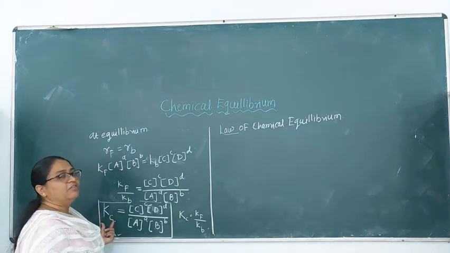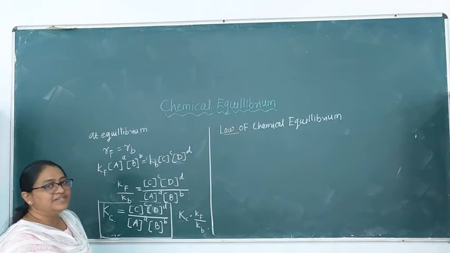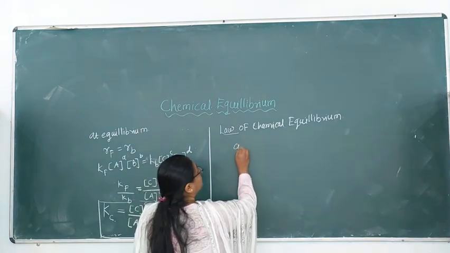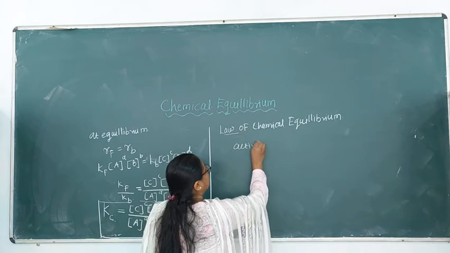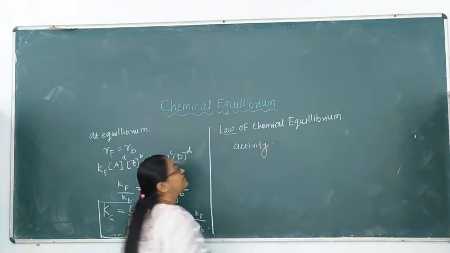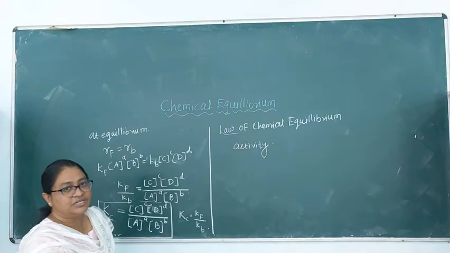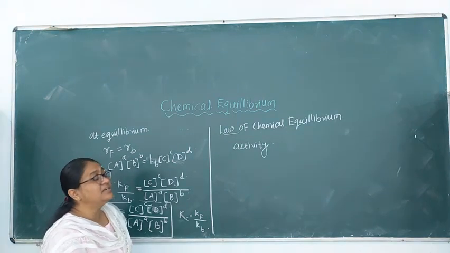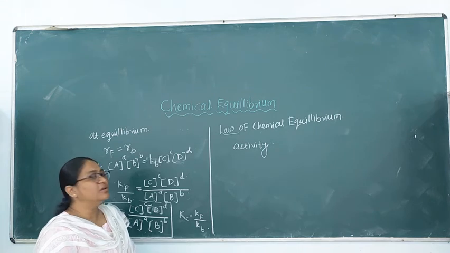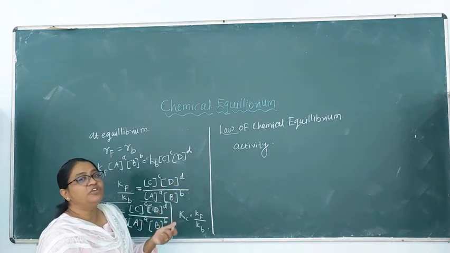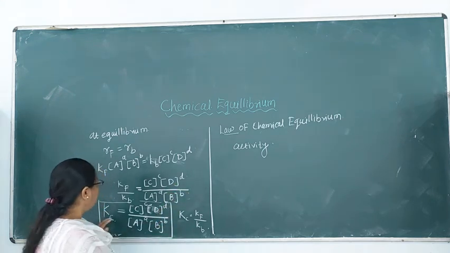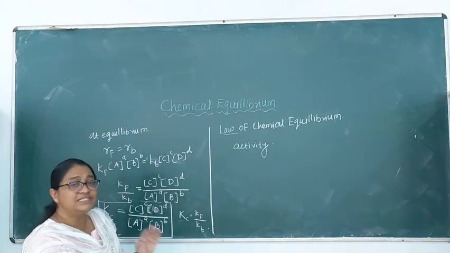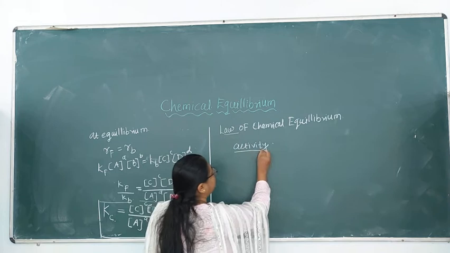Now, while expressing the equilibrium constant, instead of considering the concentration terms, the concentration is expressed in activity. The activity terms do not have units, and hence the equilibrium constant is also a unitless quantity. Let's see how. What exactly is the activity?